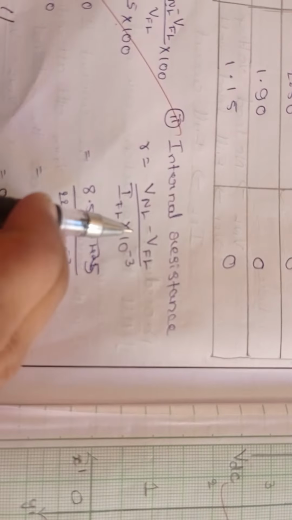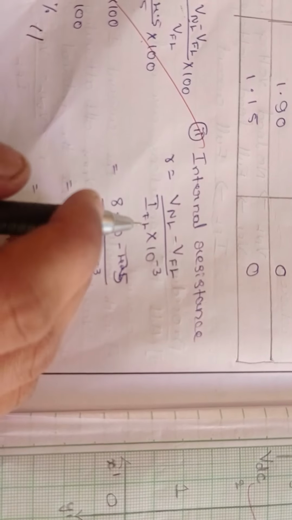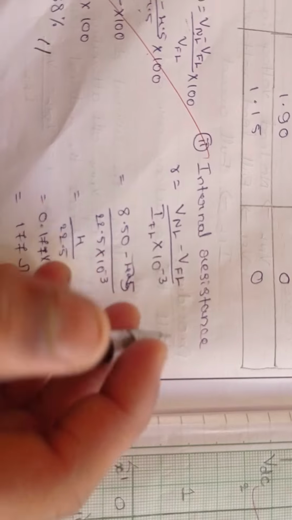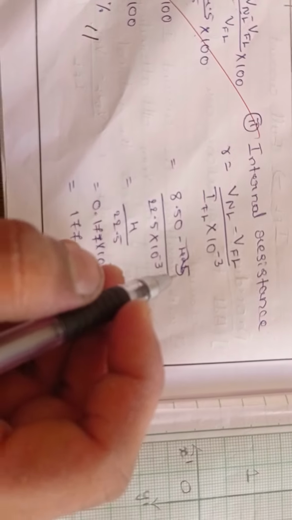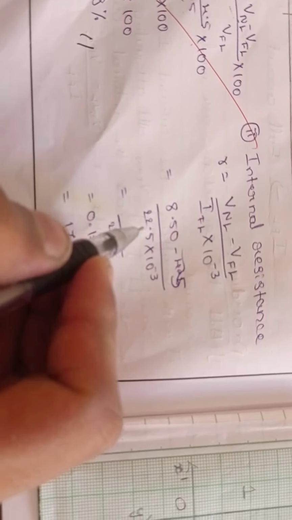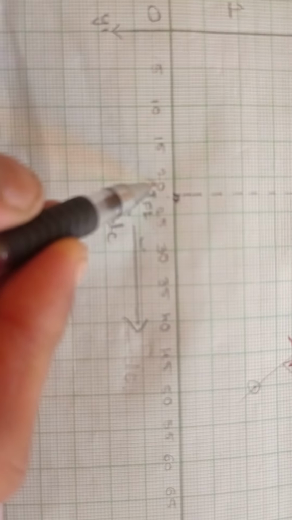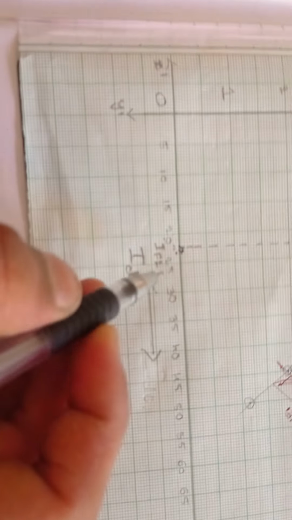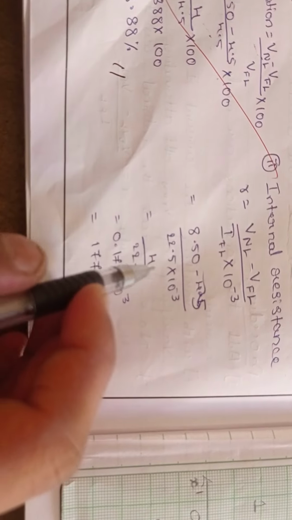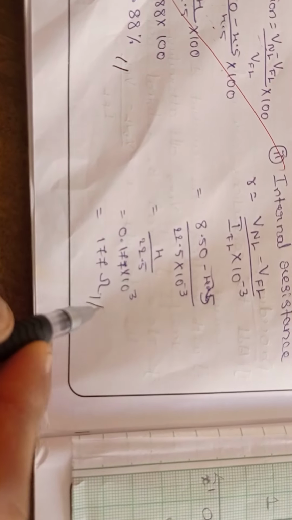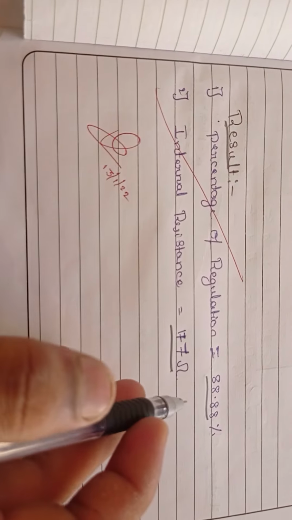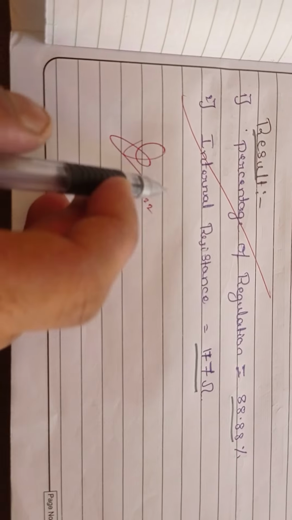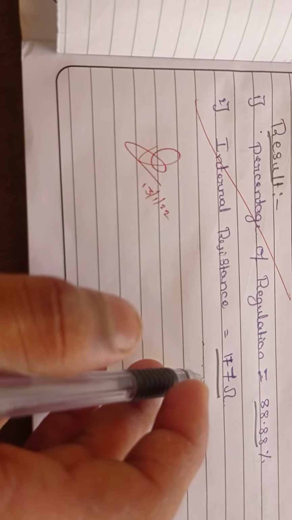Then the internal resistance, VNL minus VFL divided by IFL into 10⁻³, that is in milli. 8.50 minus 4.5, IFL is 22.5, that we get from here. That is 20, 21, 22.5, and we put here, and after calculation we get 177 ohm of internal resistance. Next result: percentage of regulation is equal to 88.88% and internal resistance is 177 ohm. Then we complete this experiment.